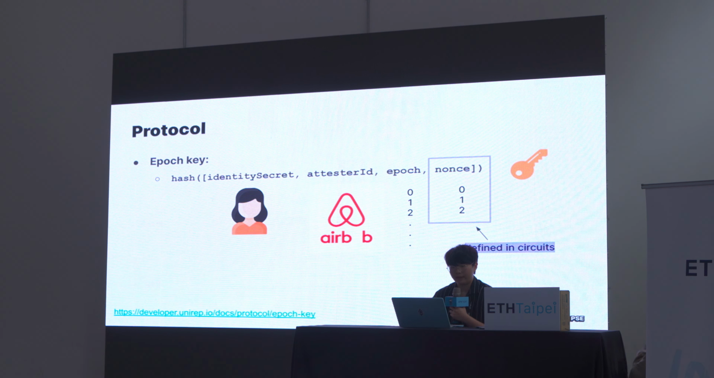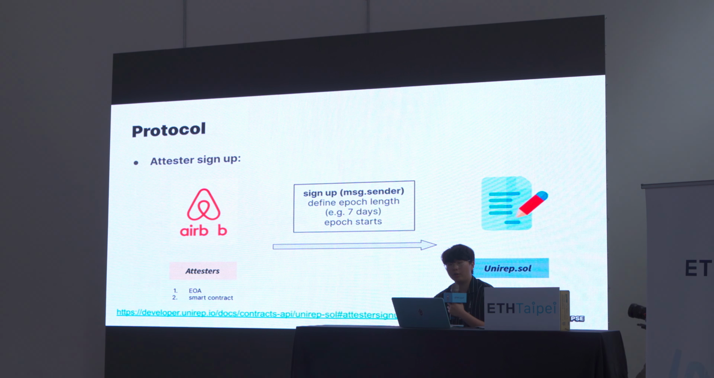And then we will introduce how the attester defines the epoch length, for example 7 days. So Airbnb will create an EOA or smart contract, and then call attester sign up in unirep.sol, and then it defines the epoch length. So Airbnb and Booking.com can define their own epoch length.